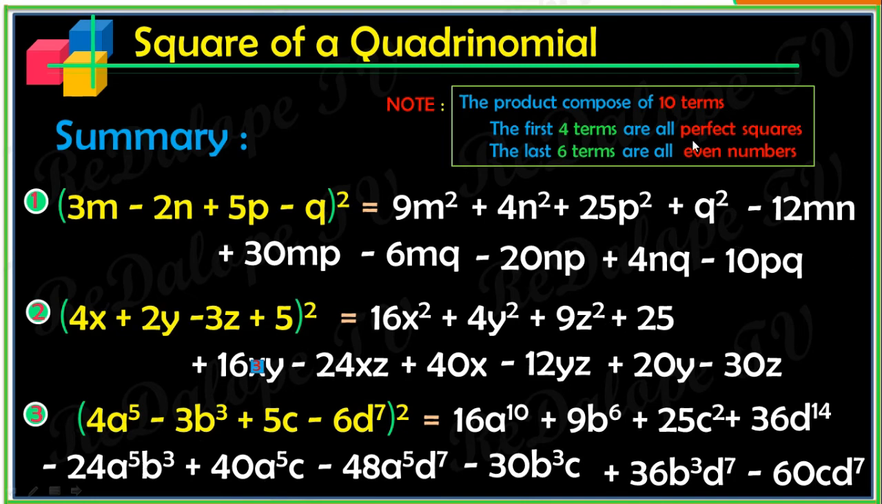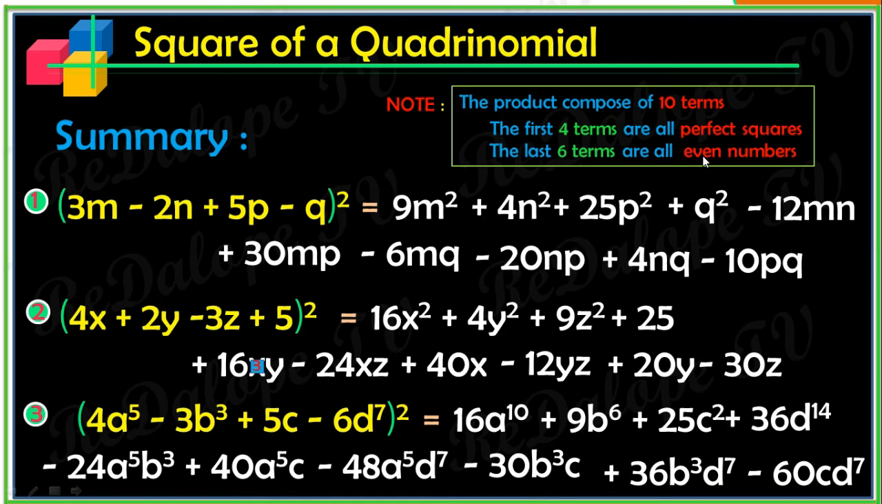Now the first 4 terms are all perfect squares. 9, 4, 25, 1 are perfect squares. 16, 4, 9, 25 are all perfect squares. 16, 9, 25 are all perfect squares. Same thing with 36.